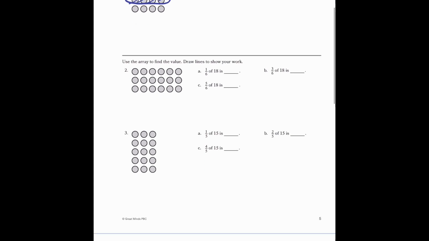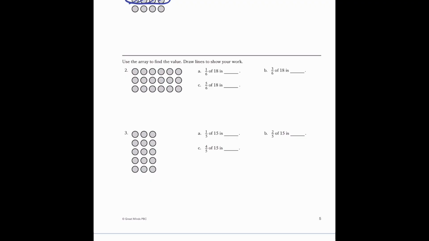Okay, let's go ahead and look at number 2. Use the array to find the value. Draw lines to show your work. So when it says draw lines, a really good trick to help you keep your things sorted, and this is the one where I was talking about you can turn it sideways, it helps to draw lines.